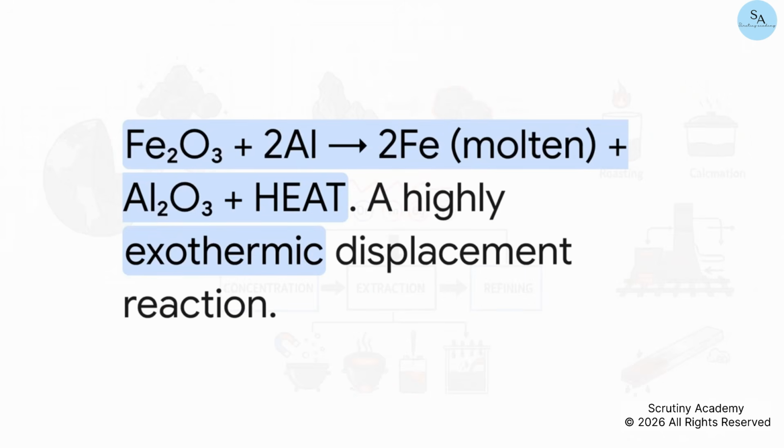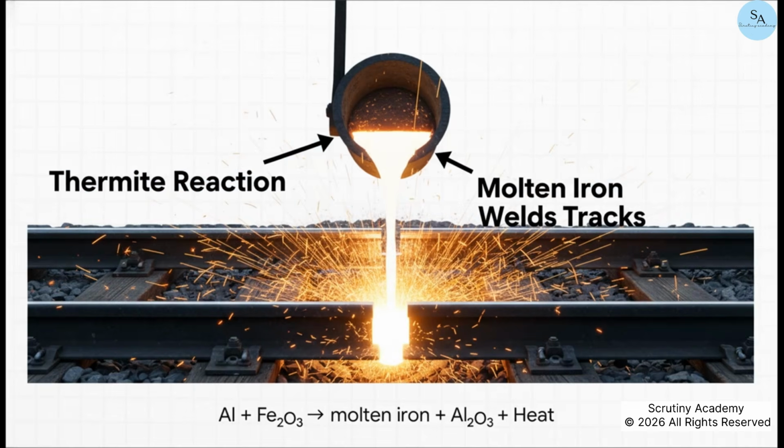Now for something really cool and powerful, the thermite process. What we do is we take aluminum, which is more reactive than iron, and use it to literally steal the oxygen away from iron oxide. And this reaction gives off a crazy amount of heat, so much heat that the iron it produces is instantly melted. So what's the point of all that intense heat? Well, it has a really important job: welding.